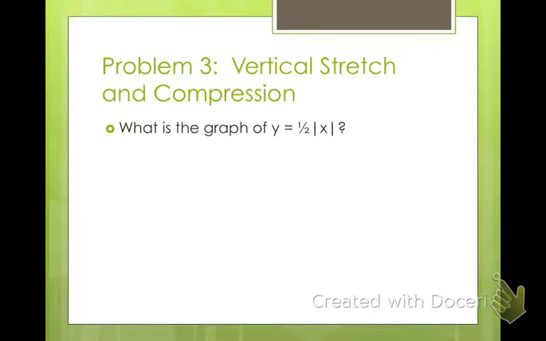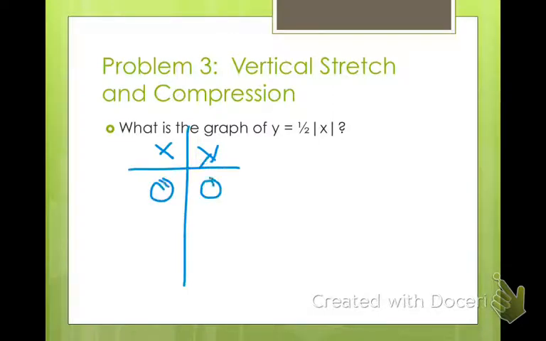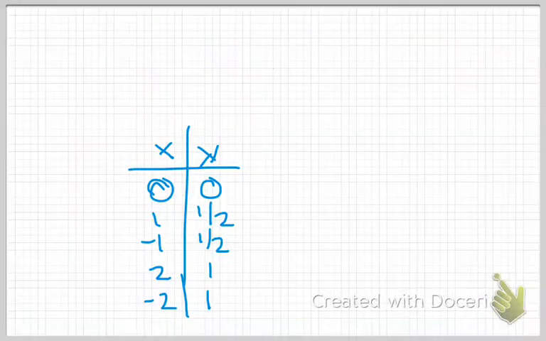When we have a vertical stretch or compression, it's going to change the shape of our function. So let's go ahead and make a table of values, and we're going to graph this really quick. So let's see, x, y. If x is 0, y is 0. If x is 1, y is 1/2. Negative 1, 1/2. 2, 1, negative 2, 1. You get the point.